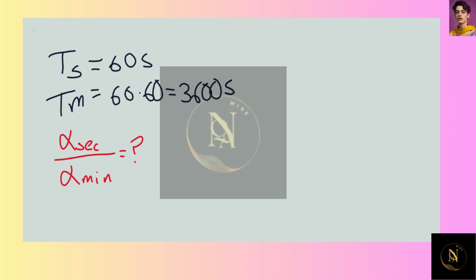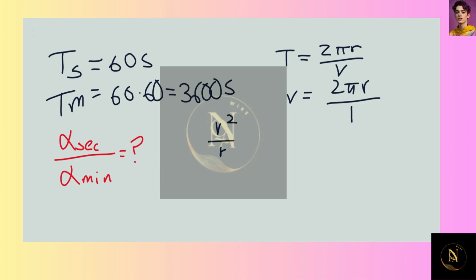Now, we know that the equation for angular acceleration is v squared over r, but we don't know a velocity. But now that we have the periods, that's easy to solve for. We know that T is 2 pi r over v, and so we can rearrange to solve for v and have it in terms of quantities that we either know or are going to cancel out.